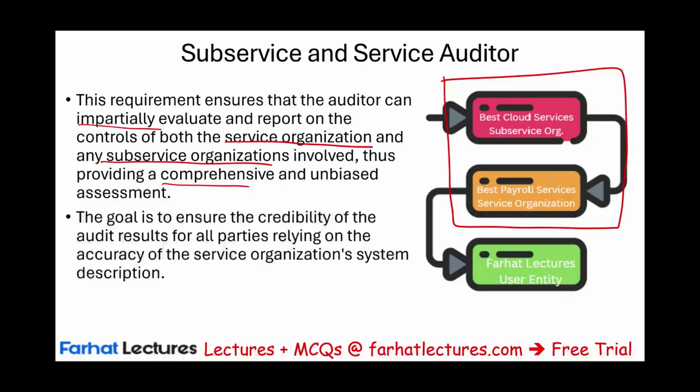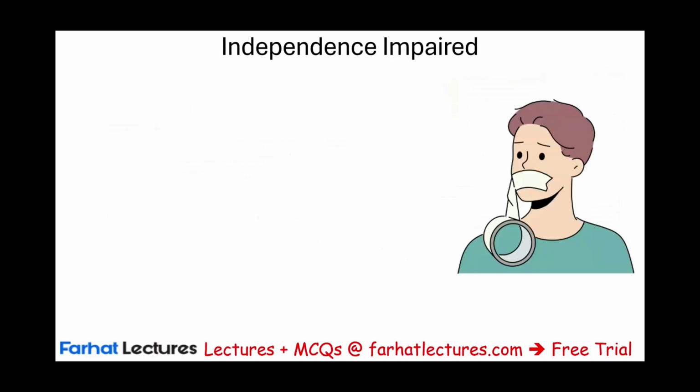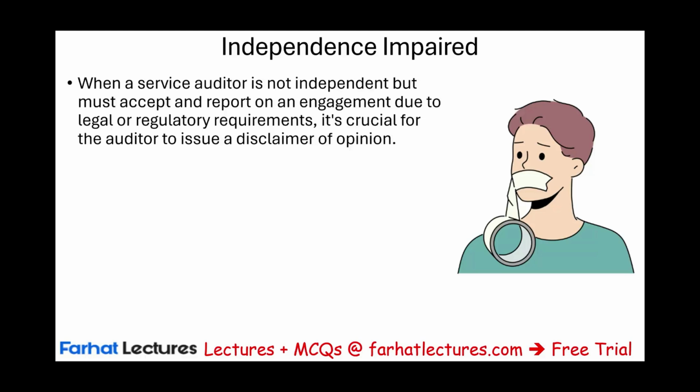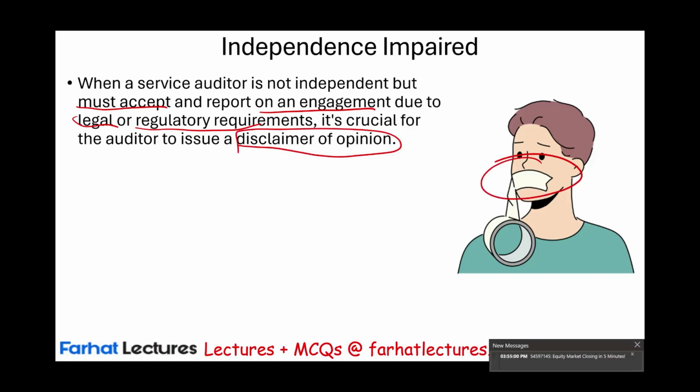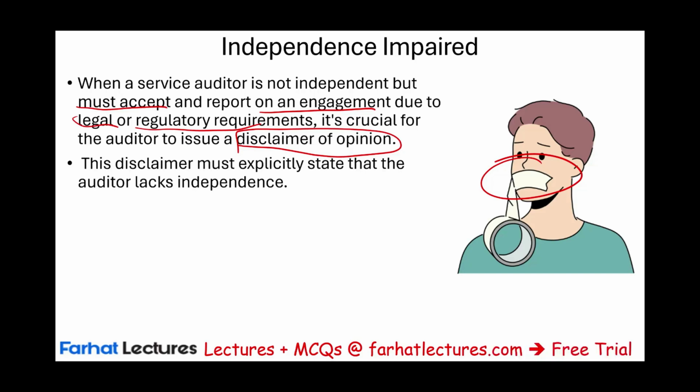The goal is to ensure the credibility of the audit results for all parties relying on the accuracy of the service organization's system description. Now, what happens if the auditor is not independent, but they have to do the audit by law or a certain regulatory requirement? When the auditor is not independent, but must accept and report on an engagement due to a legal or regulatory requirement, it's important for the auditor to issue a disclaimer of opinion. What's a disclaimer of opinion? Don't give an opinion. The disclaimer must explicitly state that we cannot give an opinion because we, as auditor, lack independence. Now, do you have to explain the independence? You can if you want to.